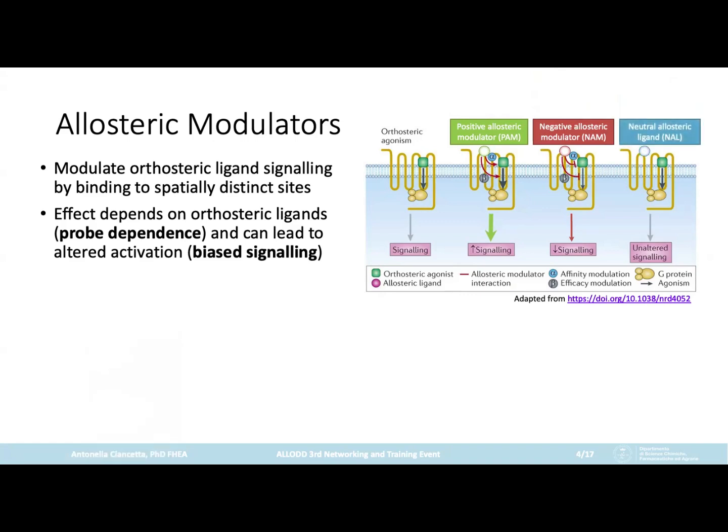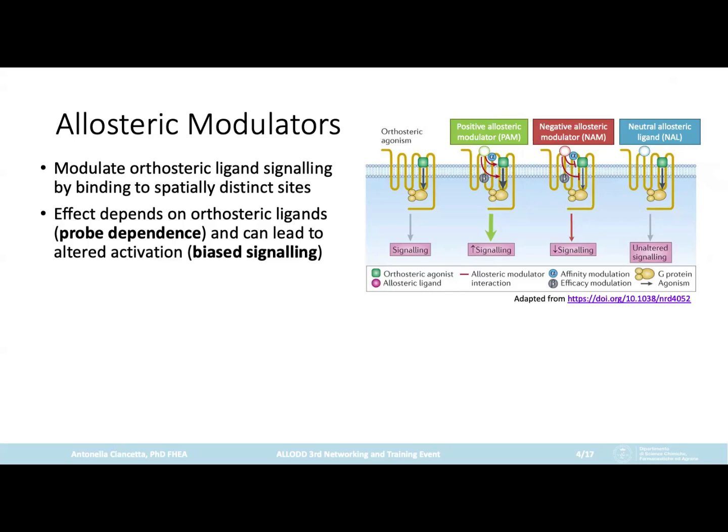Neutral or silent allosteric modulators bind at the orthosteric binding site without altering the efficacy or the affinity of the orthosteric ligand, but they prevent other allosteric modulators from binding. For this very nature, allosteric modulation is subject to different effects. The first one being probe dependence, which means that an allosteric modulator can be a NAM or a PAM, depending on what is the orthosteric agonist in the orthosteric binding site.